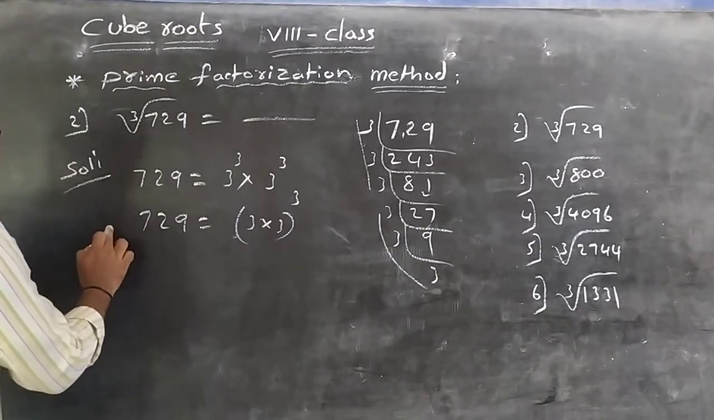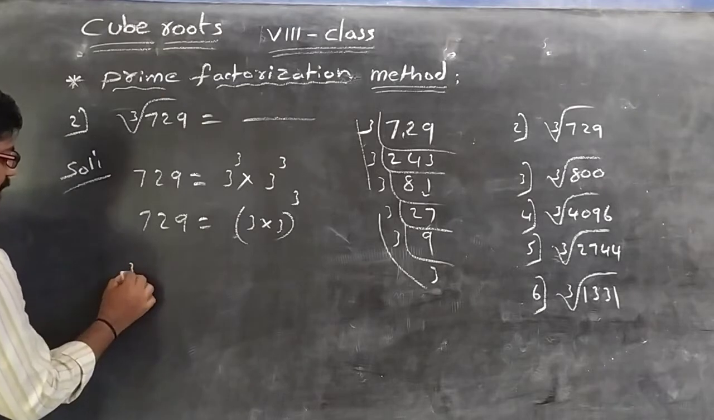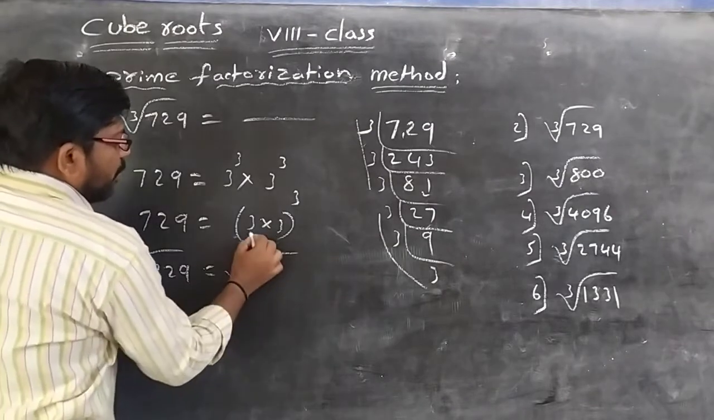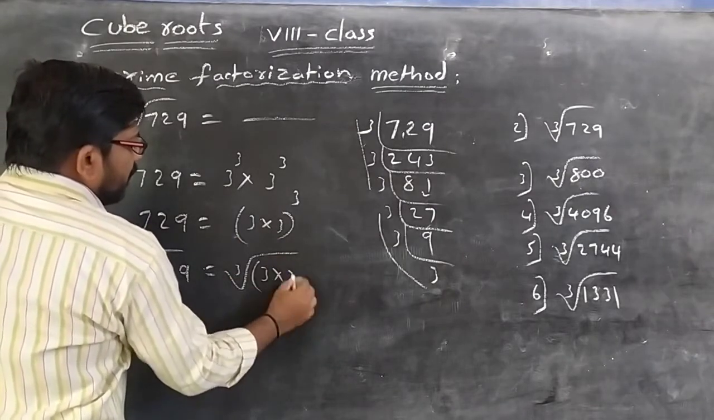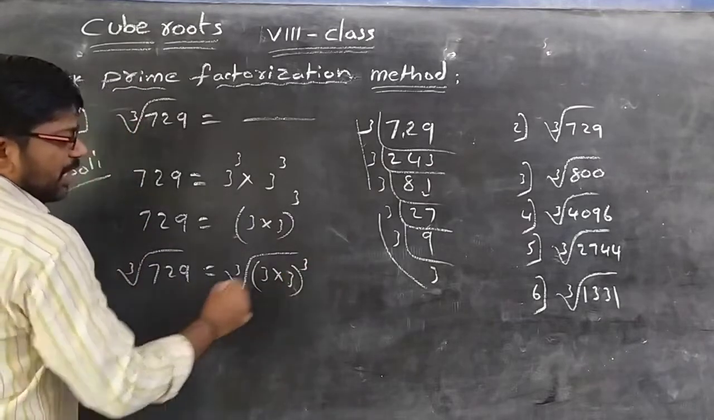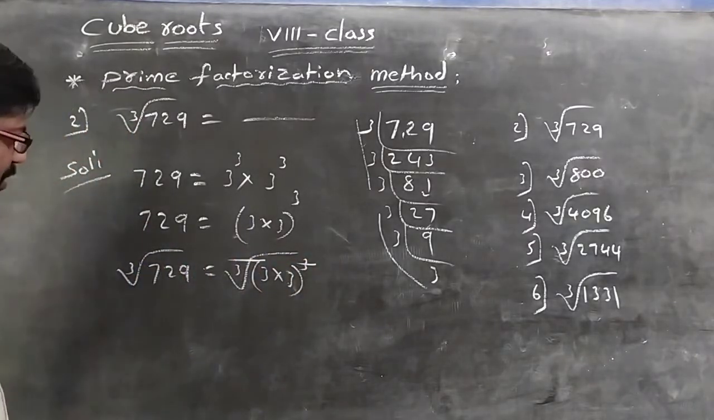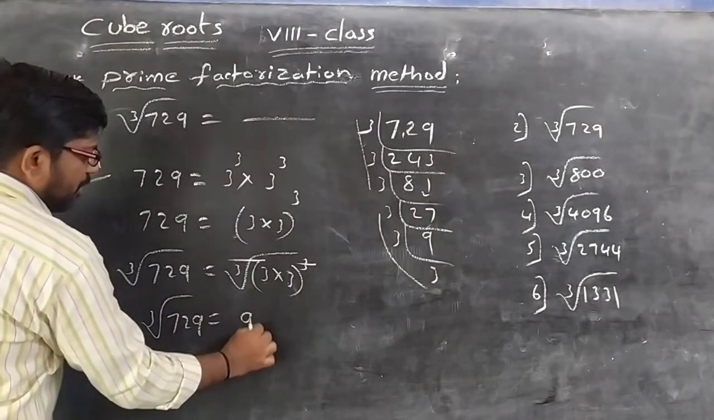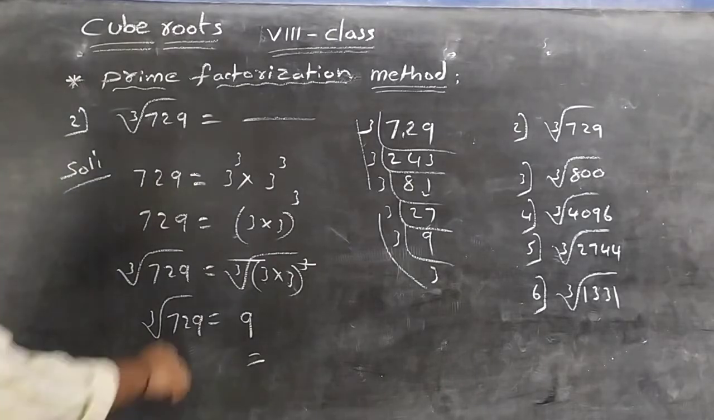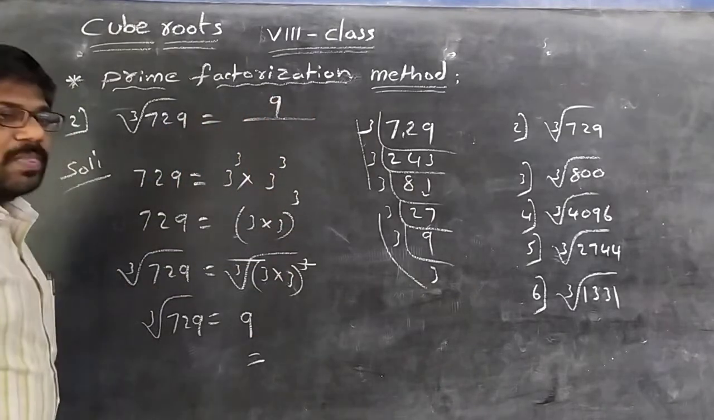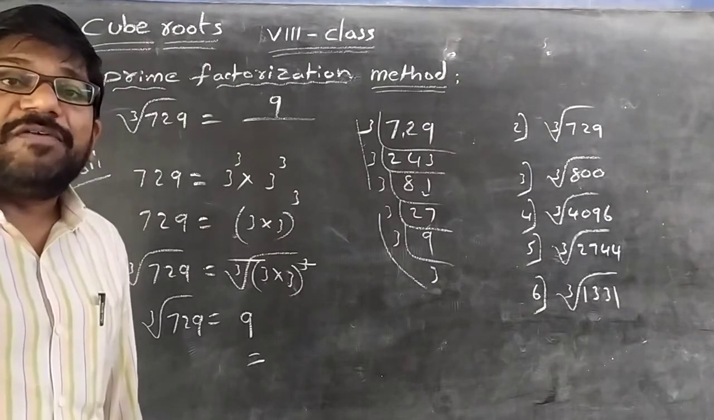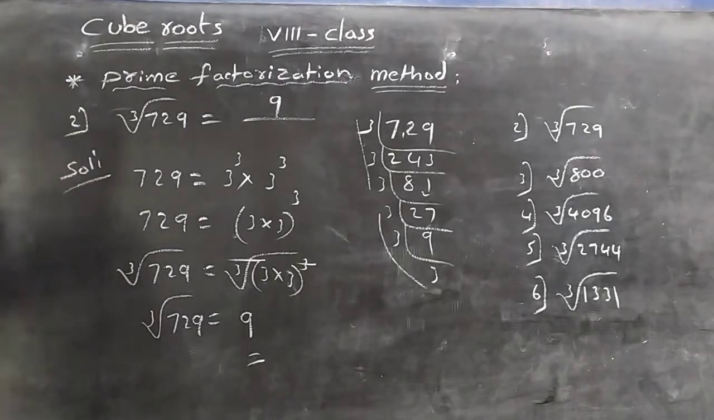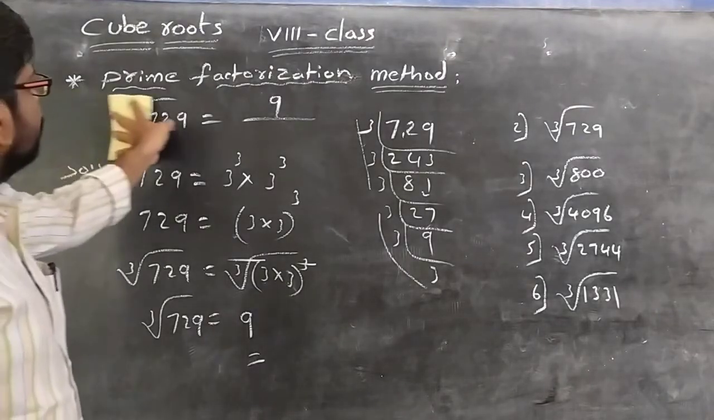Now take the cubic root on both sides. Cubic root of 729 is equal to cubic root of (3 into 3) whole cube. Here the cubic root cancels, so the cubic root of 729 is equal to 3 3s are 9. So 9 is its cubic root. So this is the method of finding cube roots. Okay, go for the next problem.